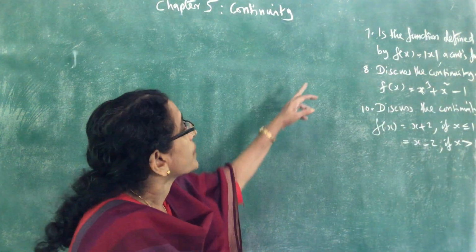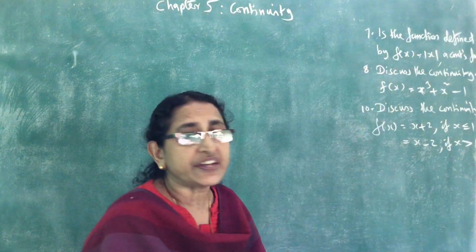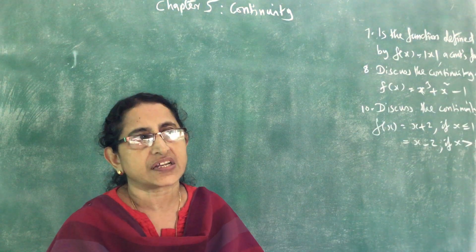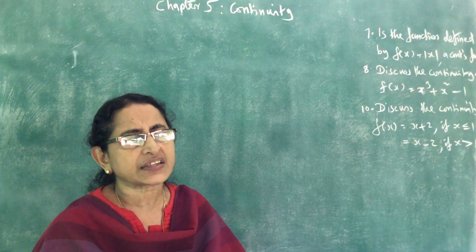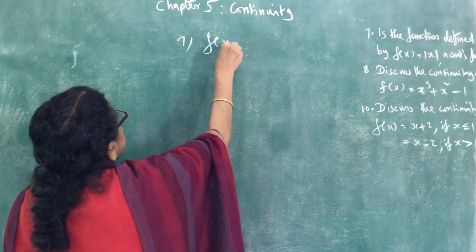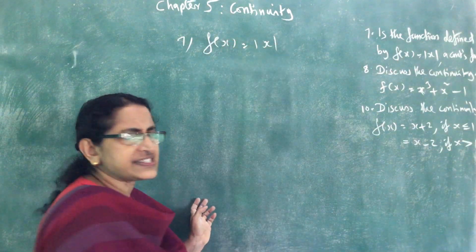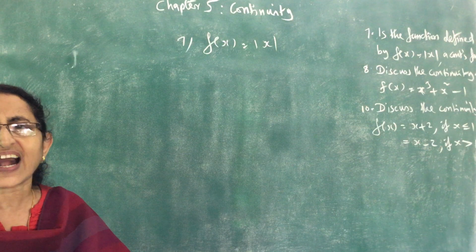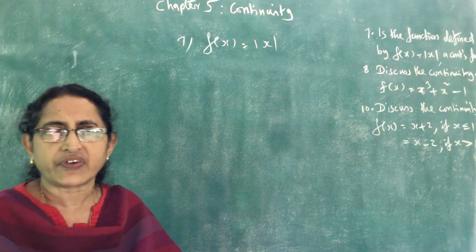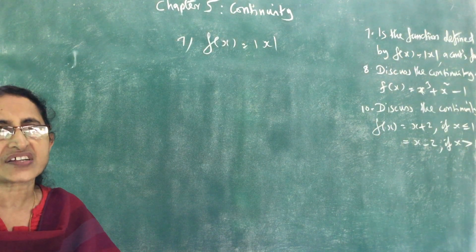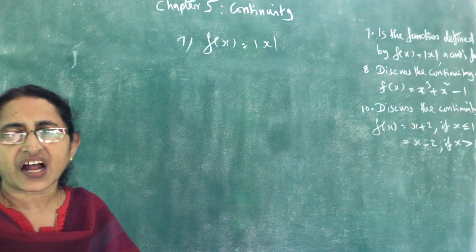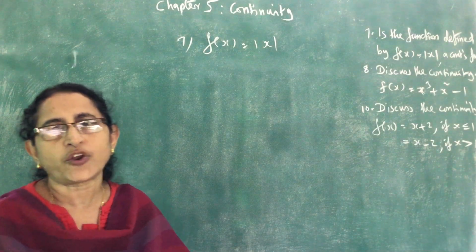Example 7. Is the function defined by f of x equal to modulus x a continuous function? So we have to check whether the function f of x equal to modulus x is a continuous function. A particular point is not given, so we have to check generally whether the function is continuous or not. That means we have to check whether the function is continuous at every point in the domain of the function.